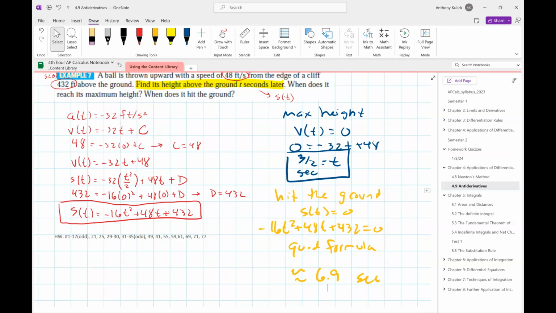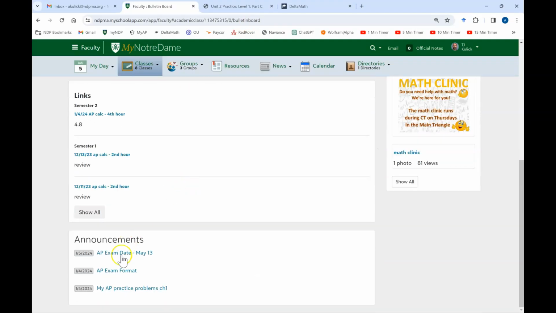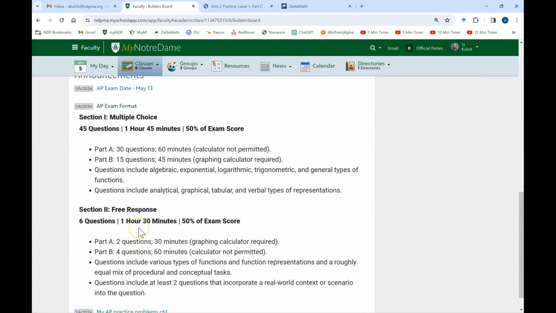Yeah, Pierce. How long is the exam, like total? Well, it's 4 sections, and I forget, let me look. So there are 45 multiple choice questions broken up into 2 parts for an hour 45 total. And then there's 6 free response questions broken up into 2 parts for an hour and a half total. So that's what, 3 hours and 15 minutes total.